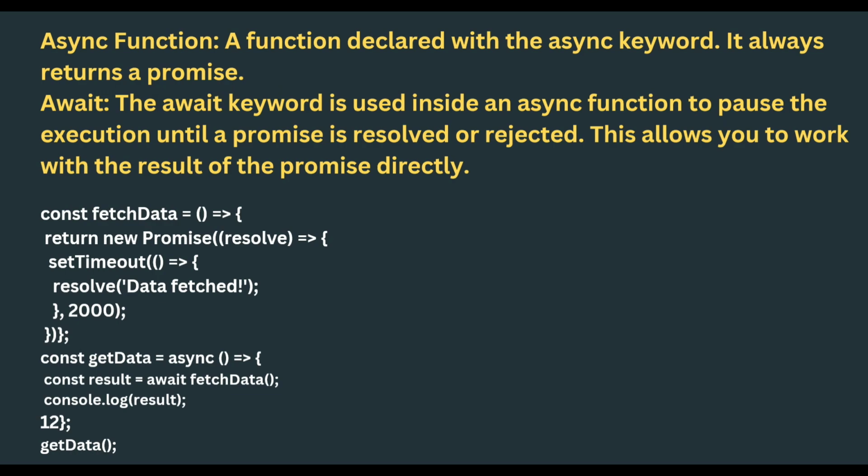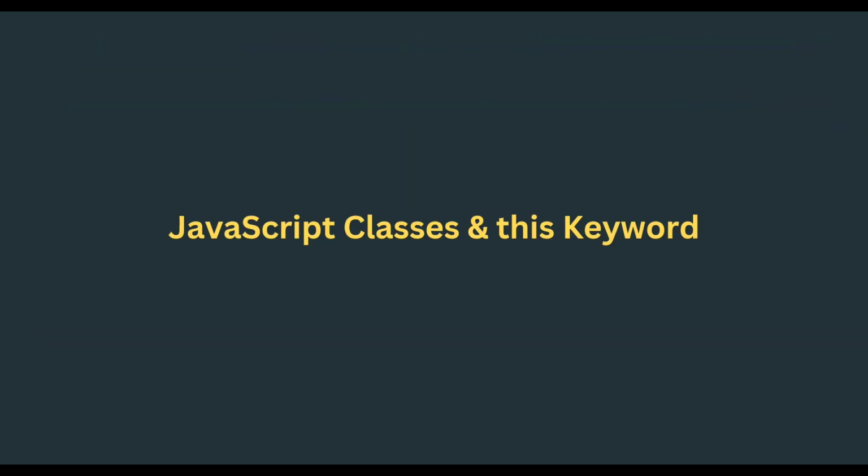Next, we move on to JavaScript classes and the this keyword. Classes are syntactical sugar over JavaScript's existing prototype-based inheritance. The this keyword refers to the context in which a function is called. The classes provide a clearer structure for creating objects and handling inheritance.